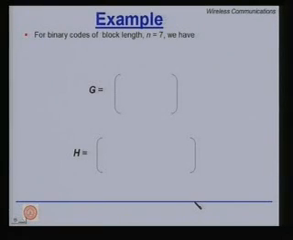So, let us look at an example. For binary codes of block length n is equal to 7, we have x raised to the power n minus 1 equal to x raised to the power 7 minus 1. And the first step always in the search of cyclic codes is to factorize this. In a previous lecture, we had looked at certain factorizing techniques. So, the first step is simple. x raised to the power 7 minus 1 is x minus 1 times x raised to the power 6 plus x raised to the power 5, and so on and so forth up to x raised to the power 0, which can be further factorized into these two terms.